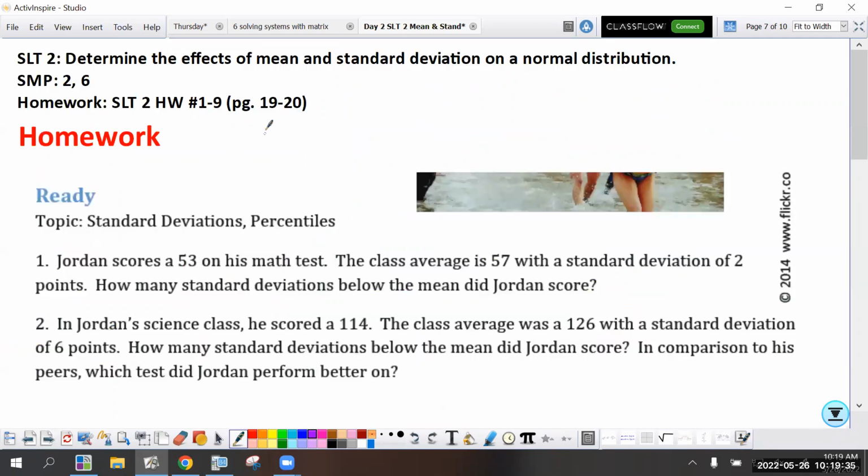So your homework is page 19 and 20. Don't forget to check your answers in Drive. You're going to use your calculator to calculate some standard deviations. So have that nearby as you do your homework as well.